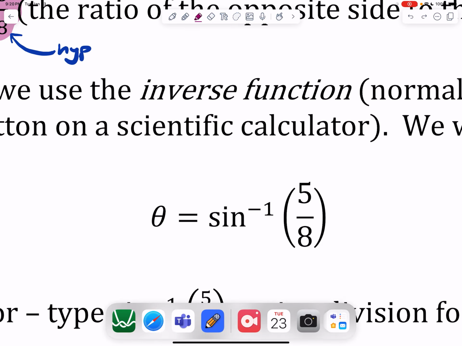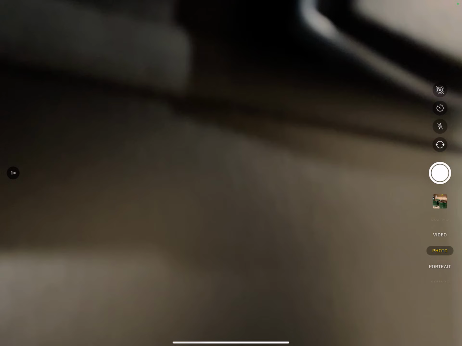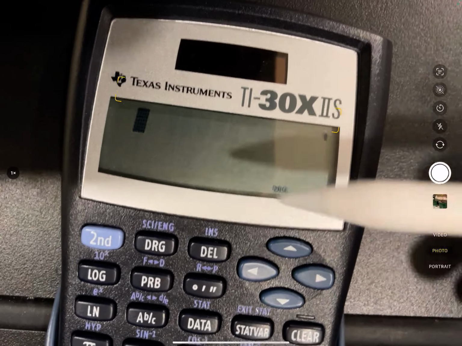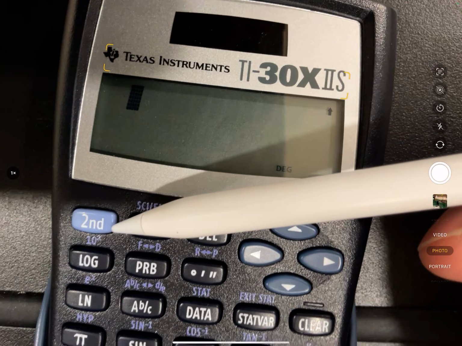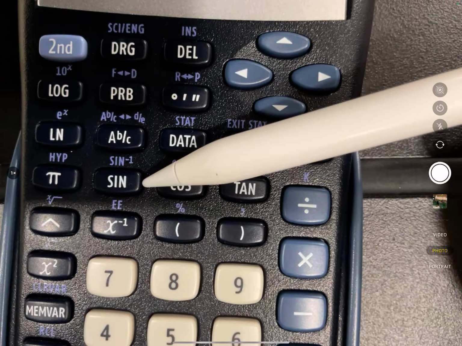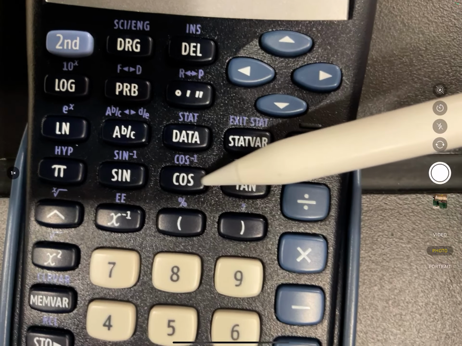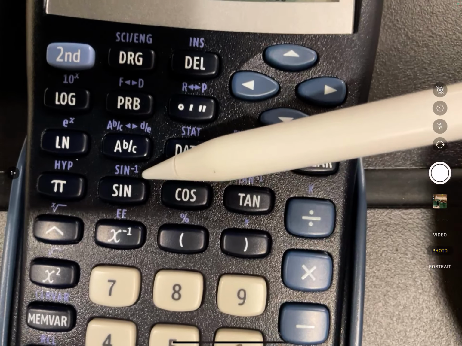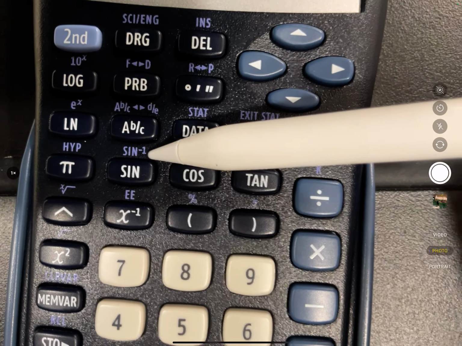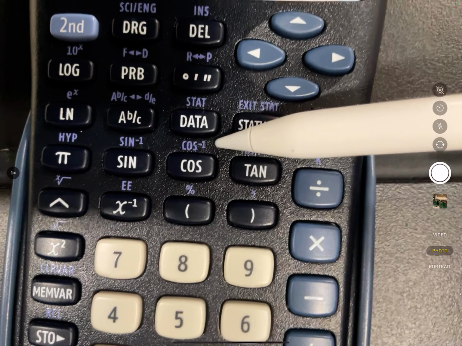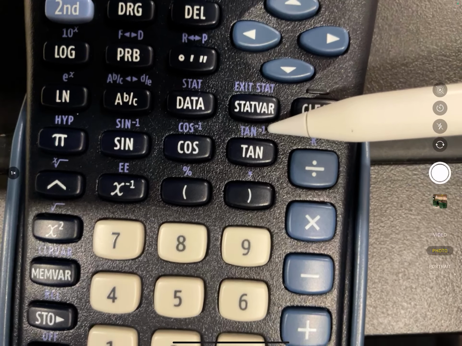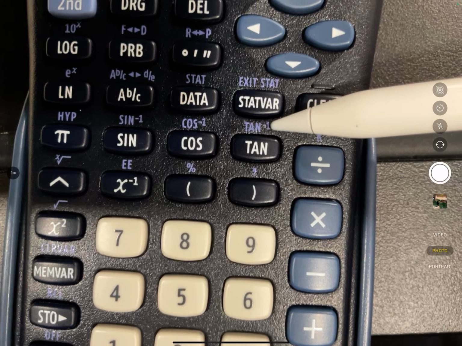On my calculator, there it is. So I'm using this calculator. It's got a second function there. I've got my sine, cos, and tan buttons right here, and those are regular sine, cos, and tan. If I look just above them, I see there's this little sine with a -1 and this cos with a -1 and this tan with a -1. And that's what I have to use in this situation.